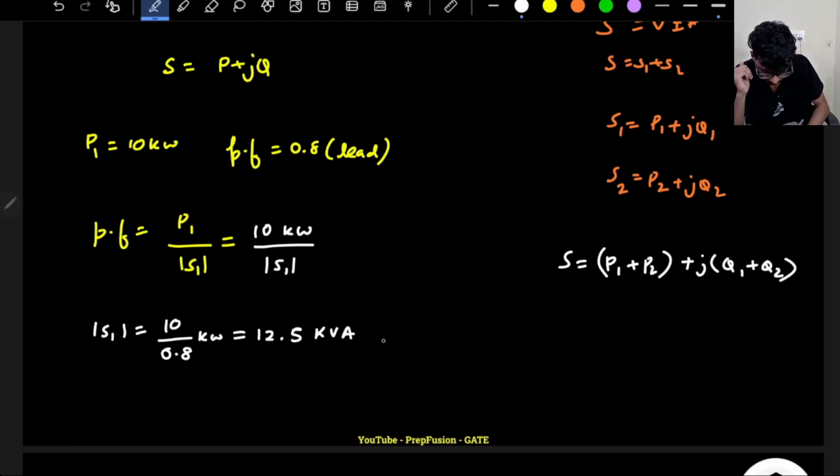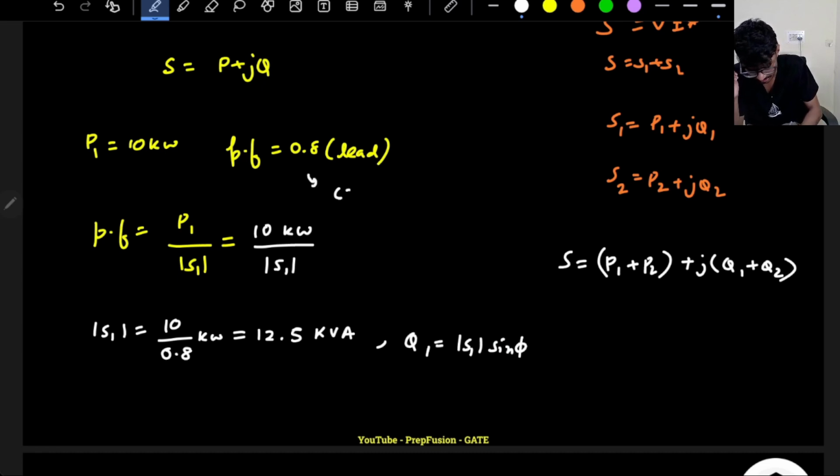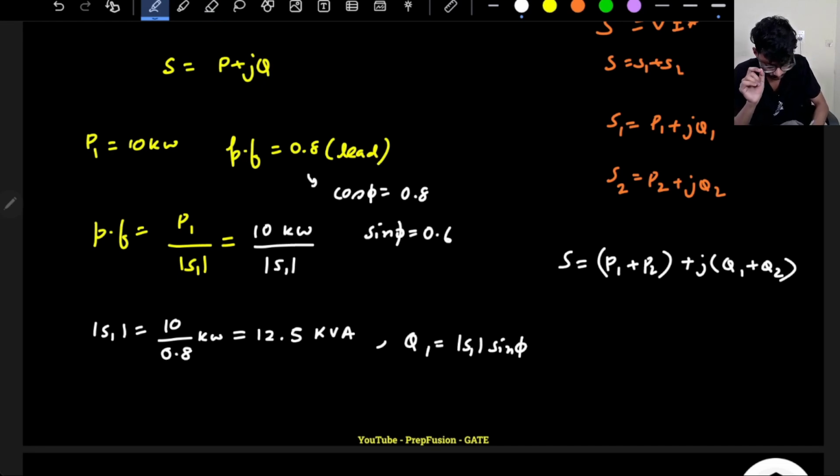And what is the Q then? So Q, right, it is a single frequency component, is simply magnitude of S1 sin phi. Okay. What is phi? Because this is cos phi equals to 0.8, sin phi will be 0.6. Okay. I hope your basic trigonometry is clear, right? This will be 12.5 into 0.6. So that is I think 7.5. So 12.5 into 0.6 is 7.5, I guess.